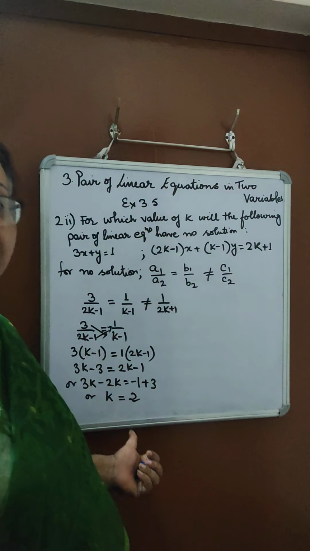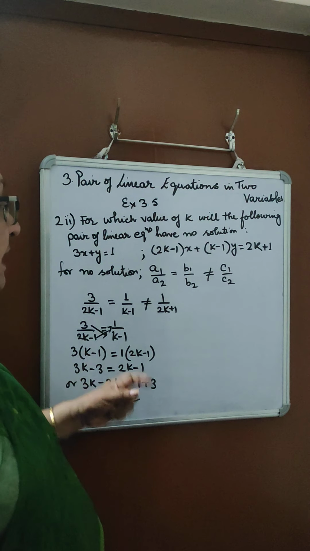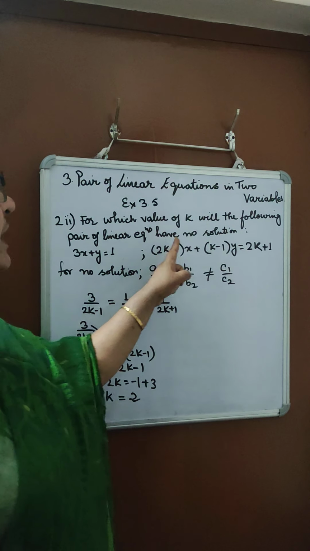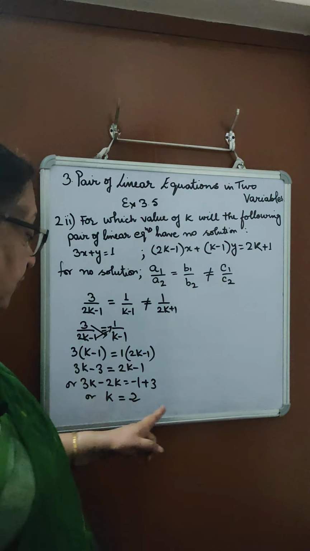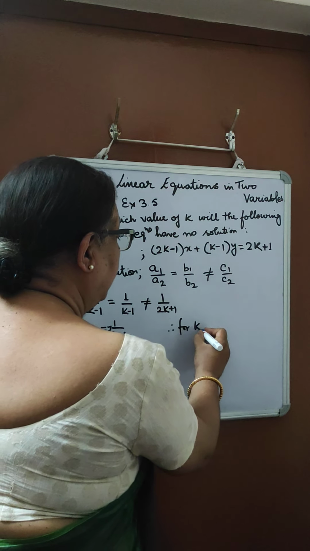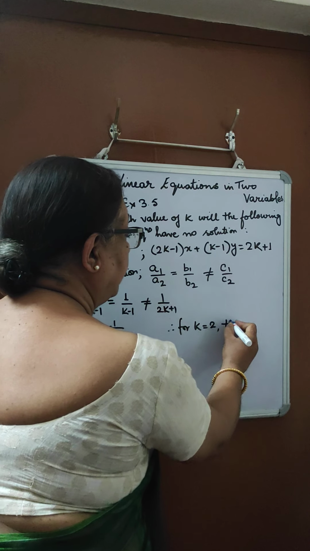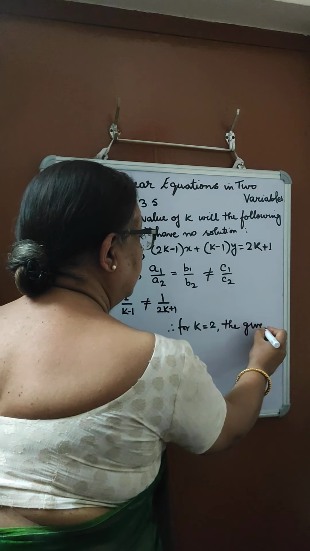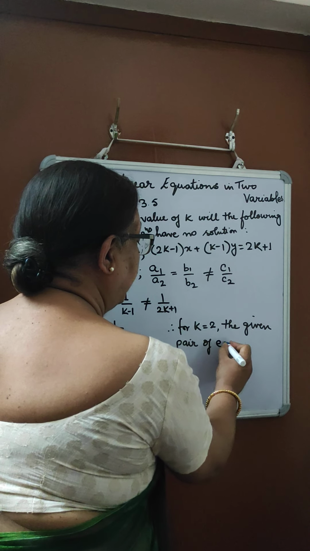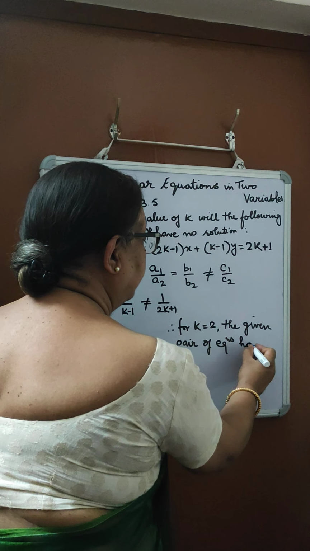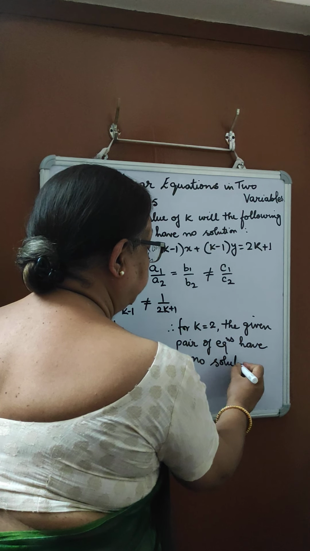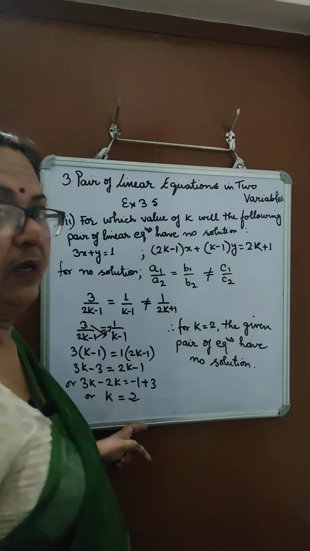So what did we get? k is equal to 2. That means for this value of k, these two equations will have no solution. Therefore your answer will be, therefore for k equal to 2, the given pair of equations have no solution. Now this is the answer.